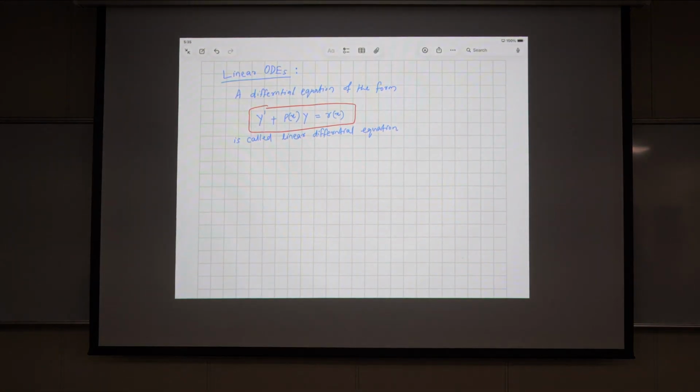Okay? If any ODE is not in this form, we call what? The opposite one, non-linear. Okay? That means I must mention here, if the ODE is not in this form, then non-linear.